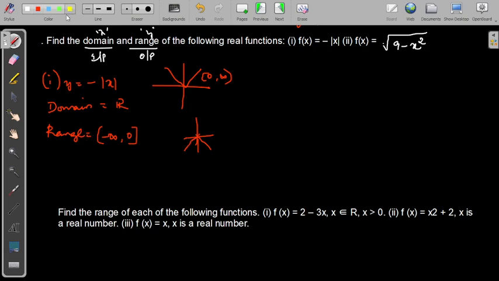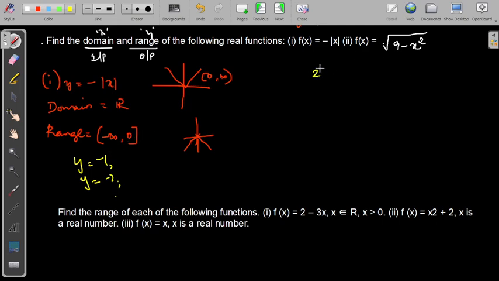By observation only you can find the range of the function, or else give the values in particular. Give x equal to 1, y becomes minus 1. Okay, we give x equal to 2, y equal to minus 2, and so on. So all negative real numbers only you will get as output, including 0, hence minus infinity to 0.